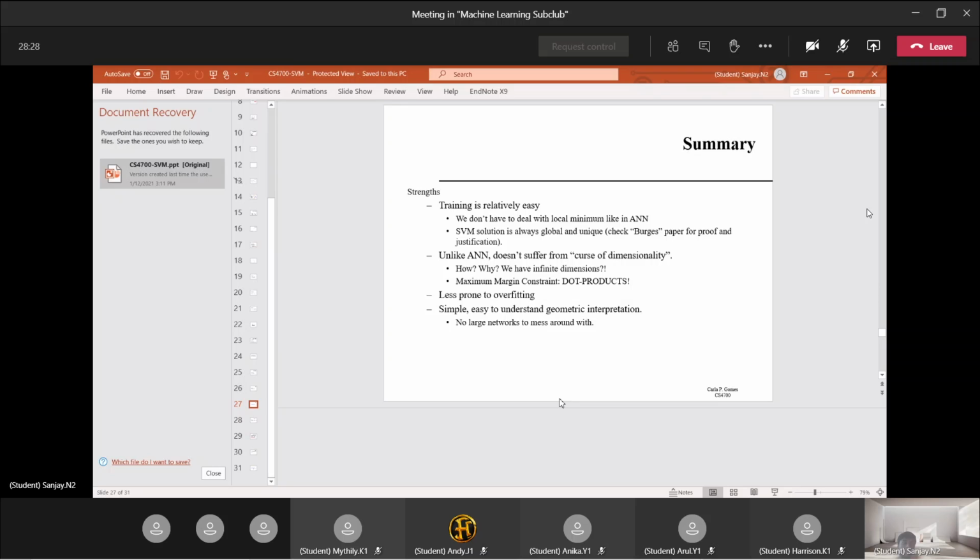And some strengths. Training is easy. You don't have to deal with local minima, which I'm going to explain more when we talk about gradient descent in a few weeks. And the SVM solution is always unique, which is actually really important because that allows for solutions to be reproducible when using SVMs.